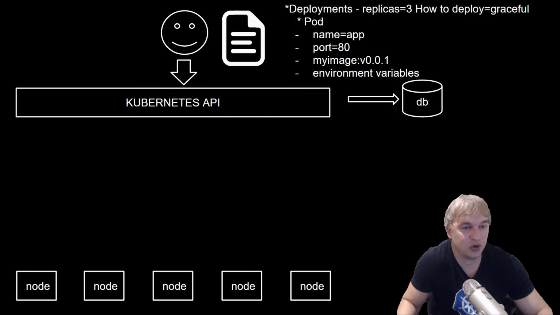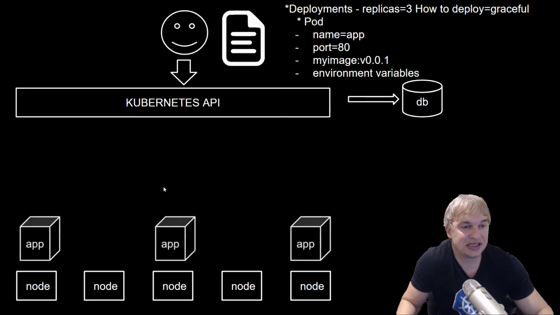So that's the deployment. The pod tells Kubernetes about what container image we want to deploy, what port we want to expose, the version of the image, and also the environment variables that we want to pass in. When we pass this YAML file to the API server, three containers will be scheduled onto nodes that are schedulable. So these containers are now running on these nodes.